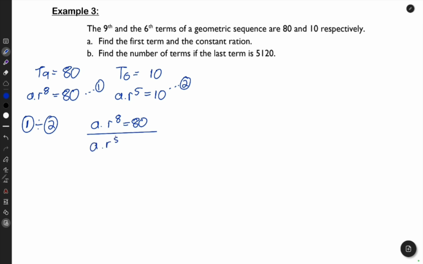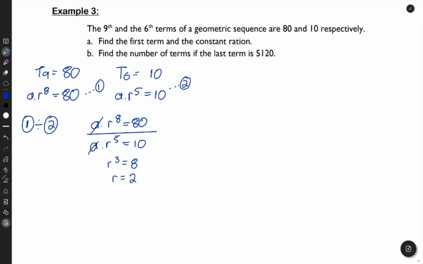So ar5 is equal to 10. And if I do that, the a's cancel each other. Exponent rules: if you divide similar bases, you subtract exponents. So r8 divided by r5 is going to give me r3. And then 80 divided by 10 is going to give me 8. Cube root both sides, so r is equal to 2.